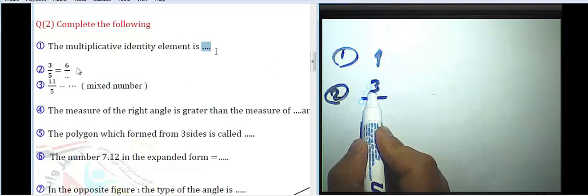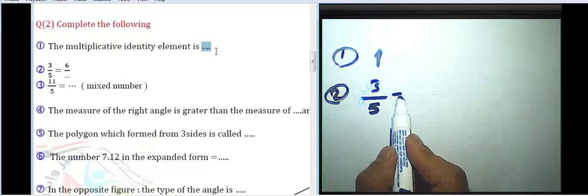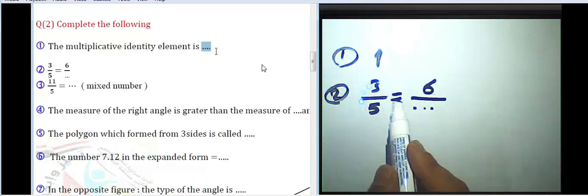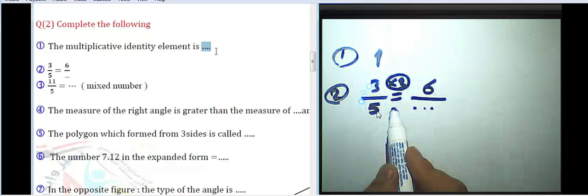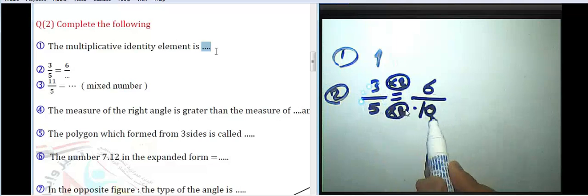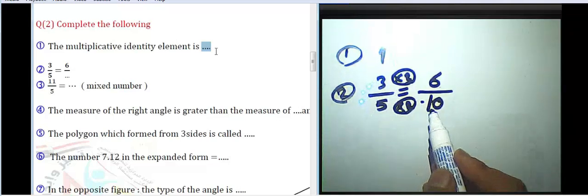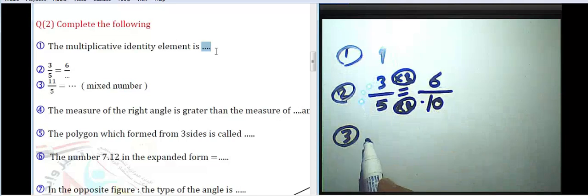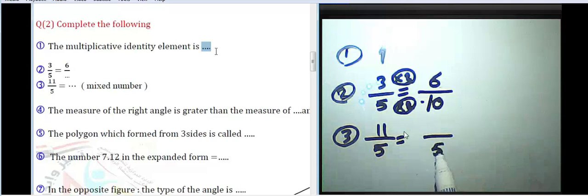3/5 equals 6 over blank. We can convert this fraction by multiplying the numerator and denominator. 3 times 2 equals 6 and 5 times 2 equals 10. The result will be 6/10. Question number 3. 11/5. Convert to a mixed number. Write 5 in the denominator. 11 divided by 5 equals 2 and the remainder 1. The result will be 2 and 1/5.